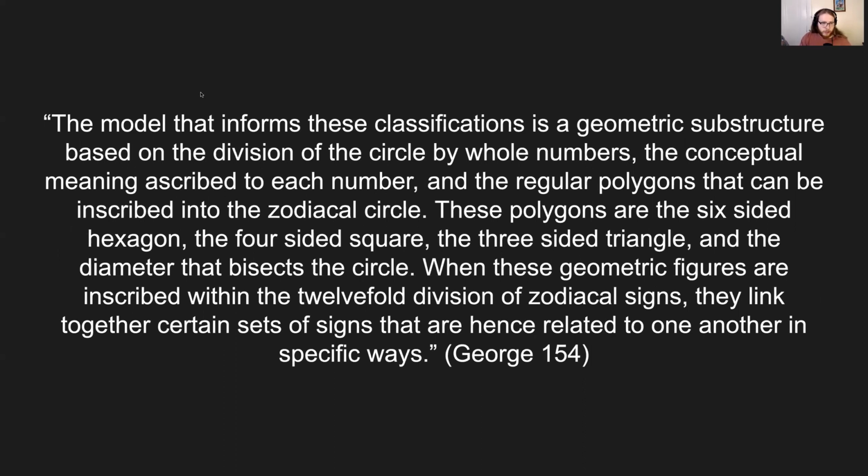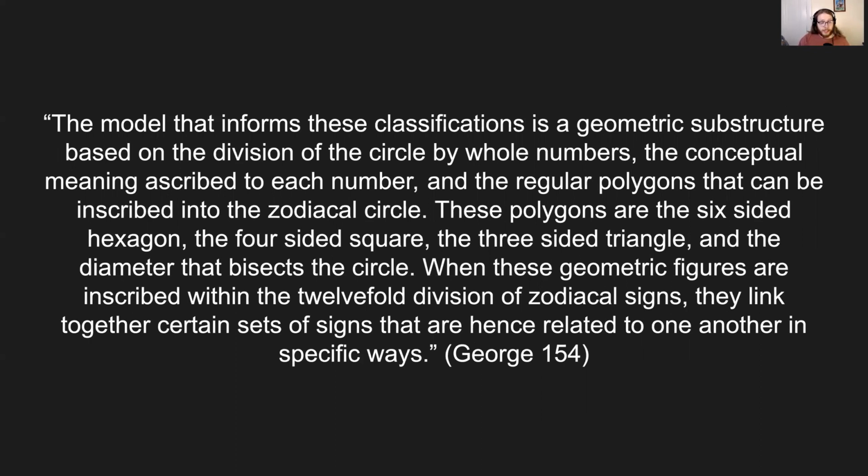Now we have Demetra George in Ancient Astrology in Theory and Practice, Volume 1. So she says, the model that informs these classifications is a geometric substructure based on the division of the circle by whole numbers, the conceptual meaning ascribed to each number, and the regular polygons that can be inscribed into the zodiacal circle.